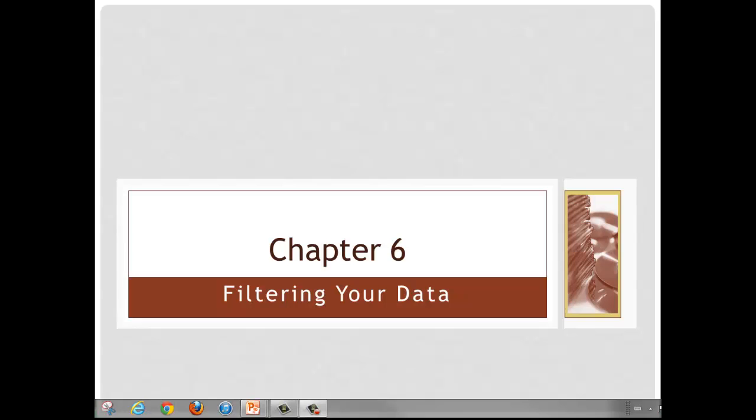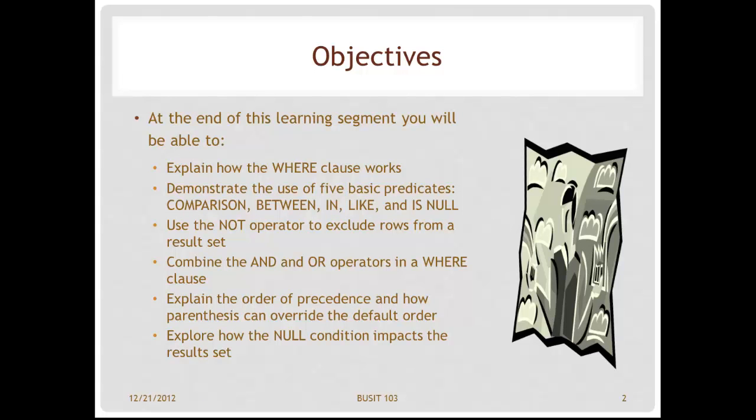So let's start with our objectives for this chapter. You're going to learn how to use the where clause. You'll be able to demonstrate the 5 basic predicates: comparison, between, in, like, and is null. You'll learn how to use the not operator to exclude rows from a record set.